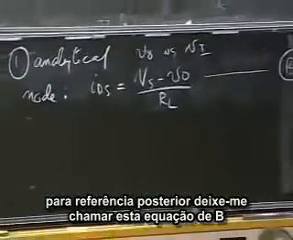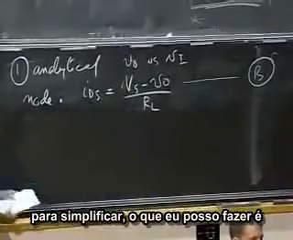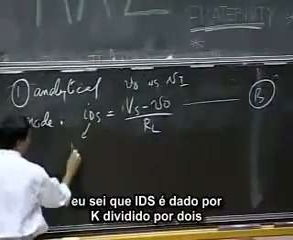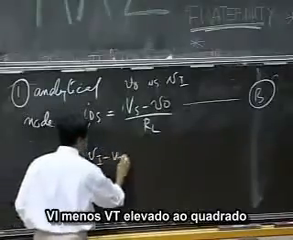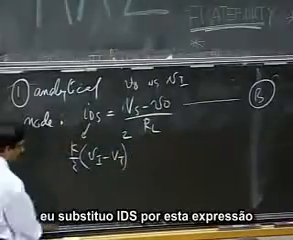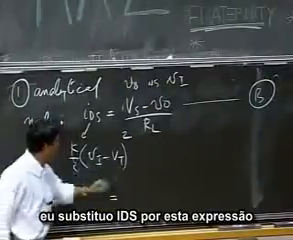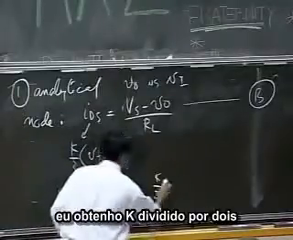For later reference, let me call that B. Or simplifying, what I can do is, we know that IDS is given by K divided by 2 times VI minus VT whole squared. So I replace IDS with this expression, and I multiply that by RL, so I get K by 2.